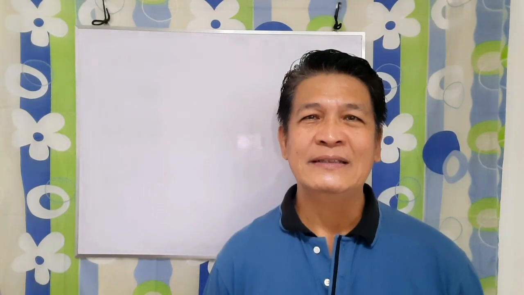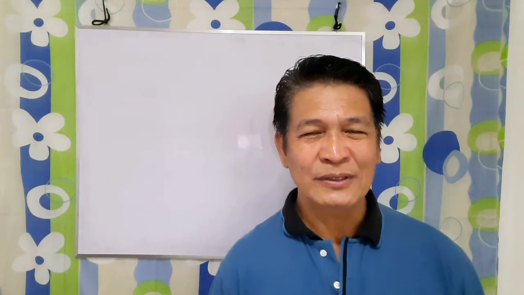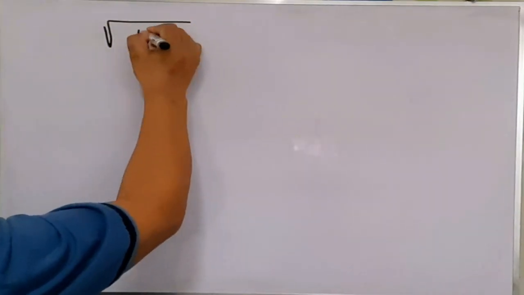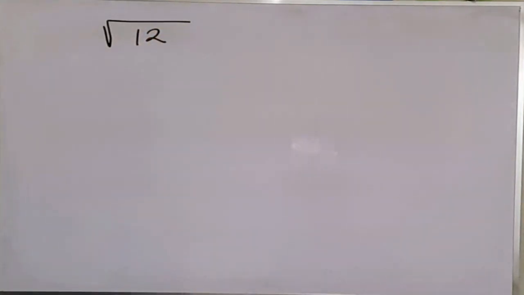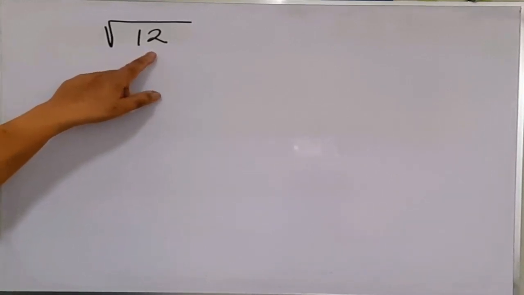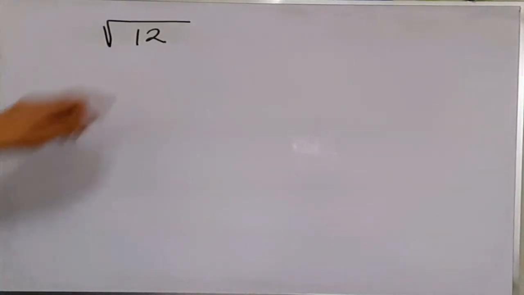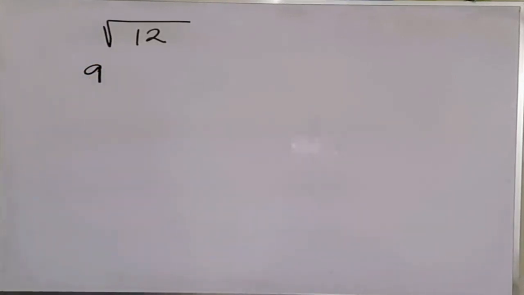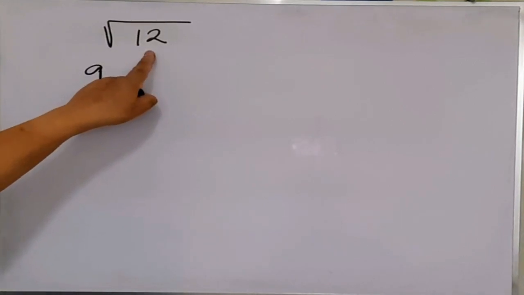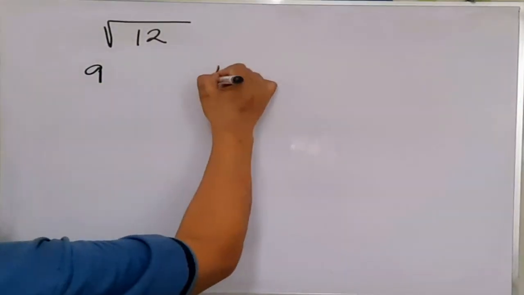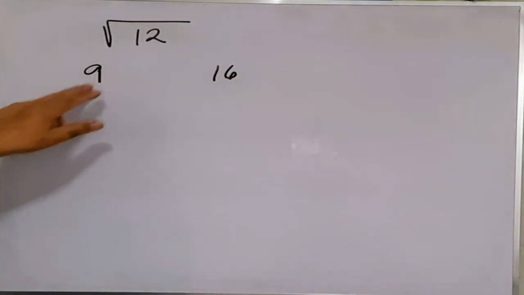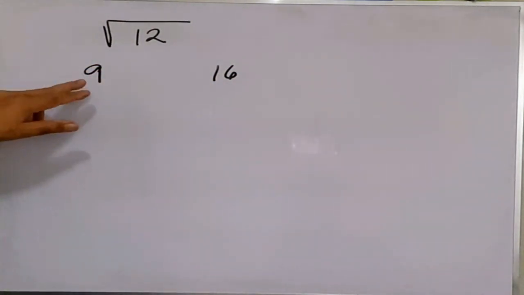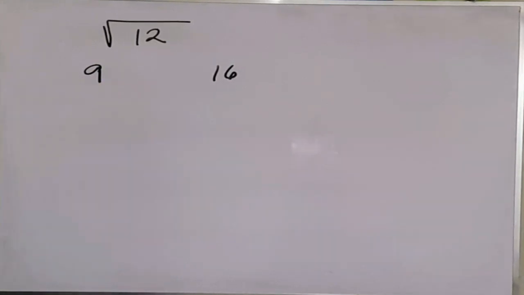Let's start the ball rolling with our example number 1. What is the square root of 12? To find the answer, what is the perfect square closest to 12? What is the perfect square lesser than 12? That is 9, right? And the perfect square greater than 12 is 16. There are two ways to solve this. Either we express 12 in terms of 9 or we express 12 in terms of 16.